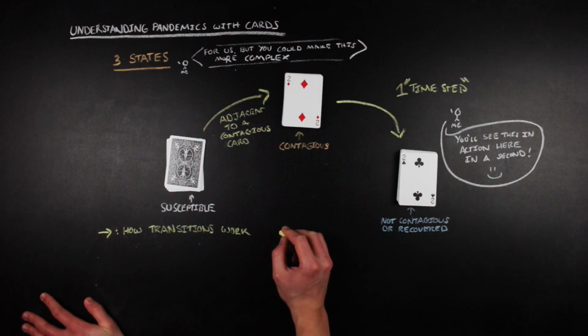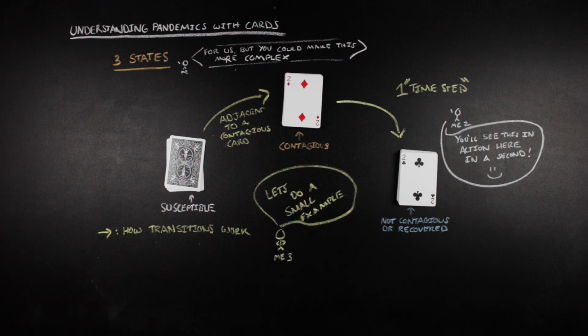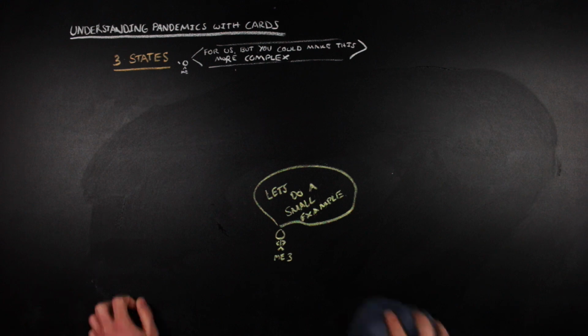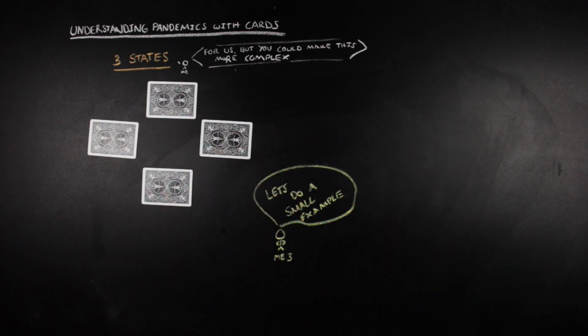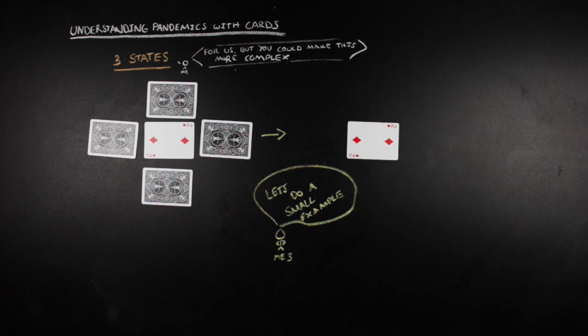So at this point, we know how people are going to interact with each other in the form of these cards, and we know what the possible end states of our system are. Let's go through a small example of what would happen in one of these settings. So if you had a cross of cards out on the board and you had one red suit face up card in the middle, then by adjacency, all of the surrounding cards would become infected and contagious.